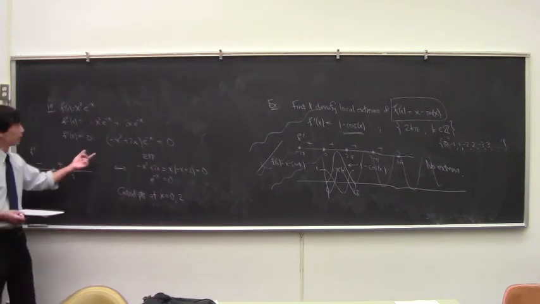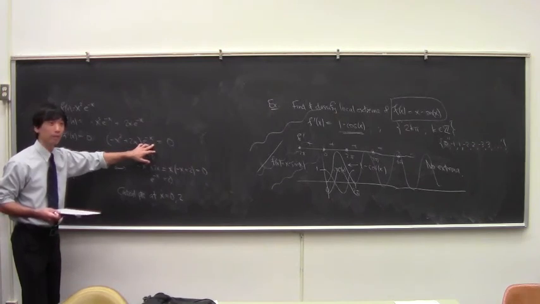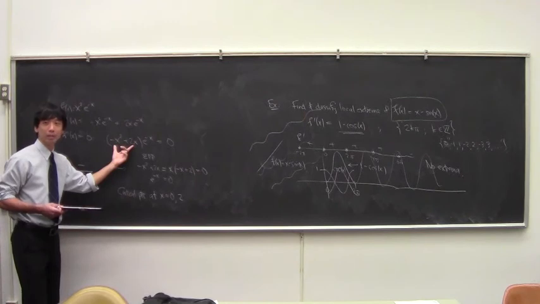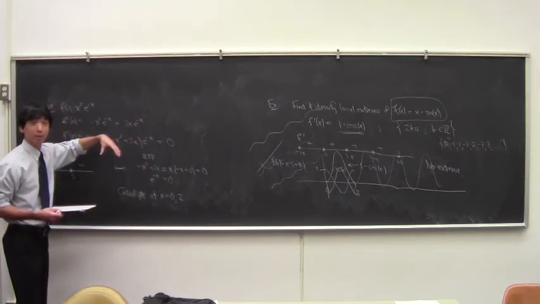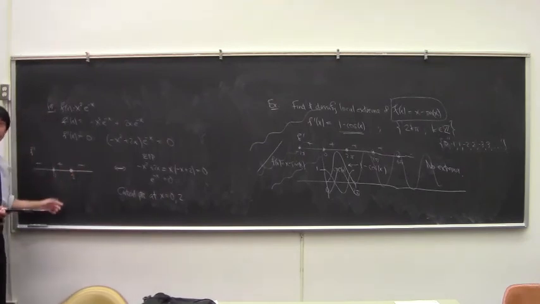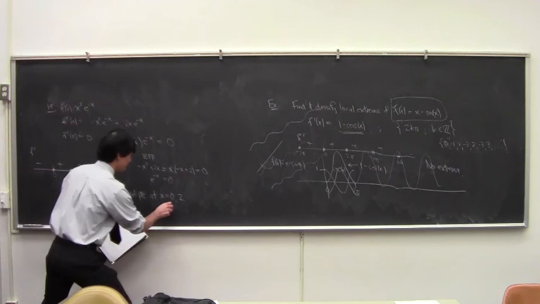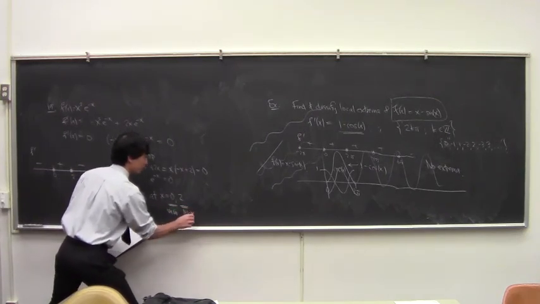Or you could say, I know that e to the minus x is always positive, and then here I've got an upside down parabola. I'm multiplying it by a positive number, so I know it's going to be negative, positive, negative. So what does that tell you? That tells you that this one is a local min, and this one's a local max.